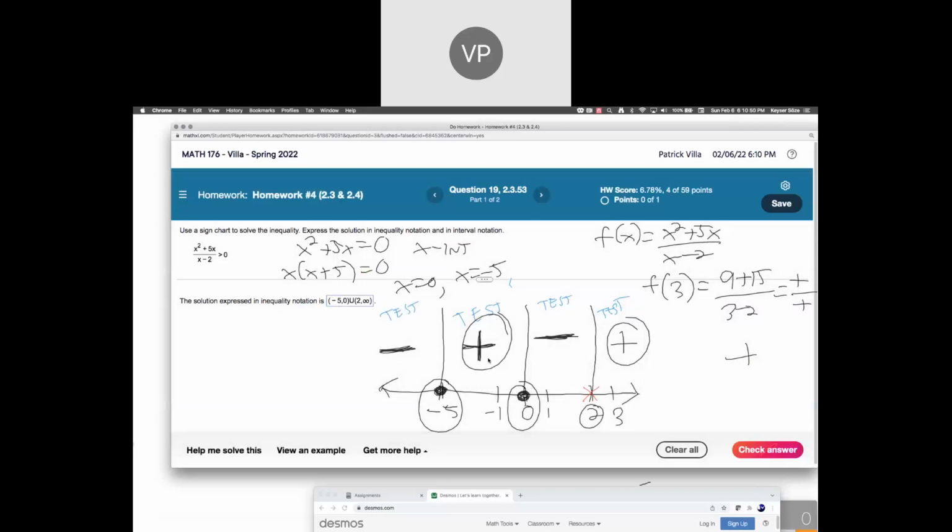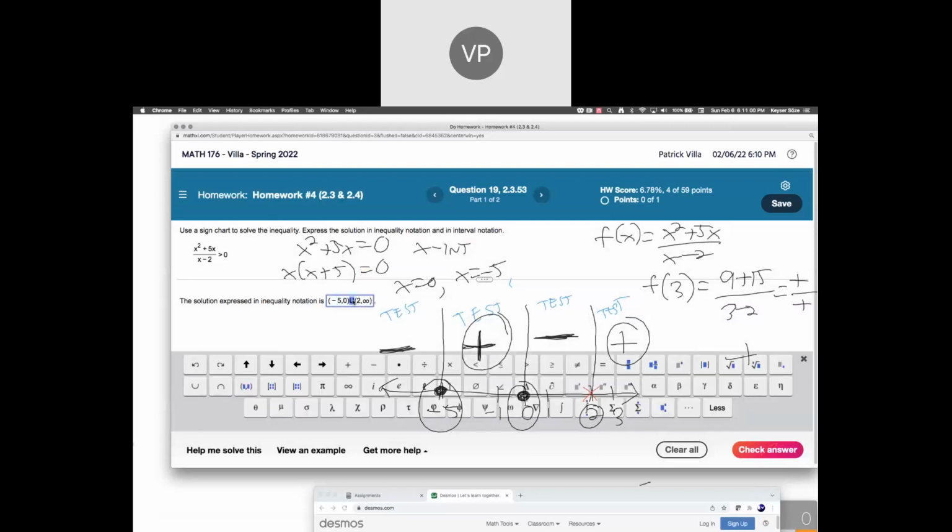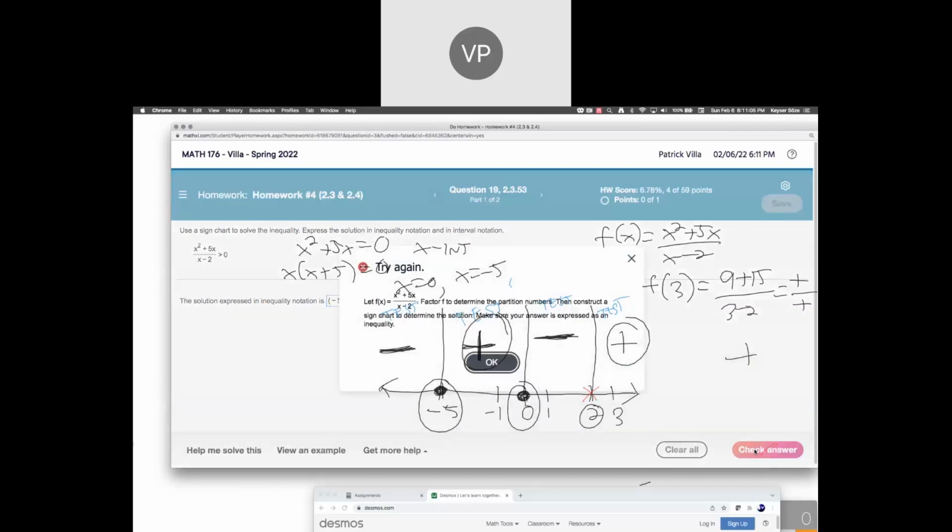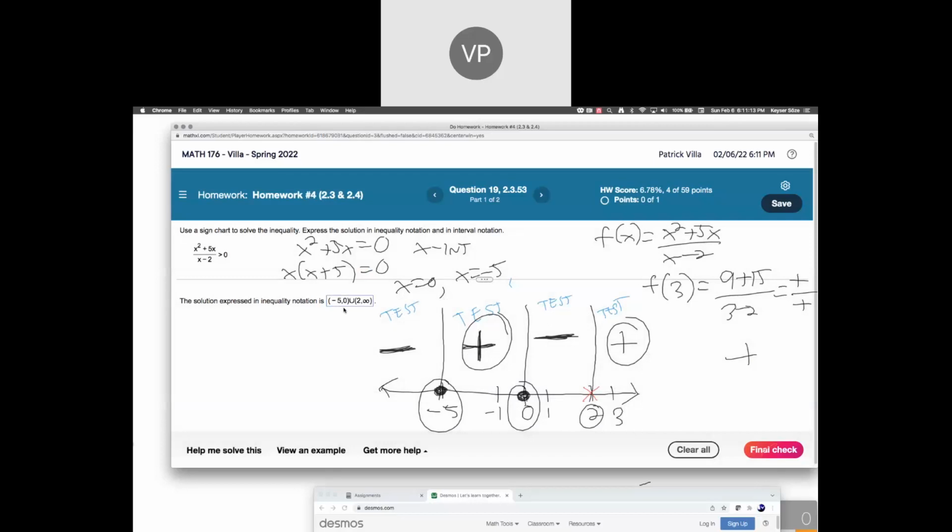Oh, what did I miss here? -5, 0, greater than 0. Okay, they may not have liked my symbol. I put a capital U in there. Okay, I've got to read what they don't like about this here. Factor it. All right, I hope this is not an error. Okay, I see my problem. I read it wrong. They didn't ask for interval notation, they asked for inequality notation.